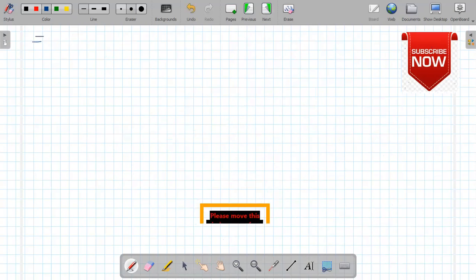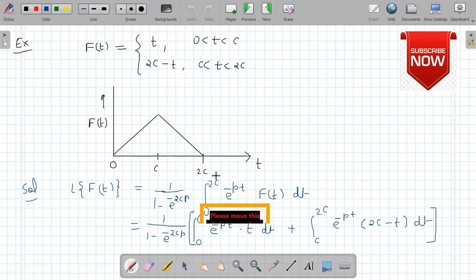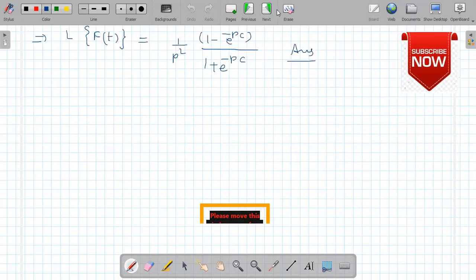So the Laplace transform of ft, which is a periodic function, is 1 upon p square into 1 minus e to the power minus pc whole divided by 1 plus e to the power minus pc. That's the answer. So this is how, by using the formula for periodic function, we can find the Laplace transform of such a function.